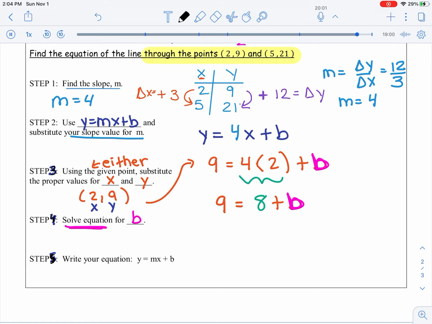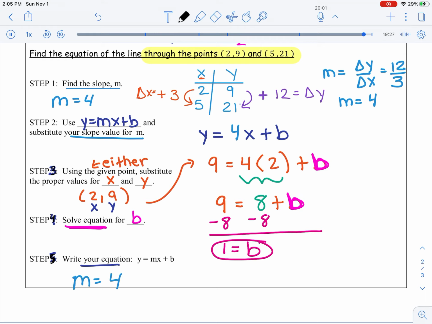Now to solve for b, I need to move 8. So I subtract 8 from both the right and the left to get 1 equals b. And now we've arrived at our final step. Write your equation. When we go to write my equation, we know that m equals 4 and b equals 1 based on our math.